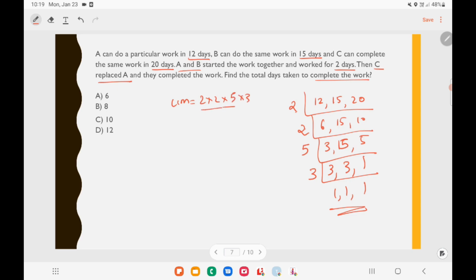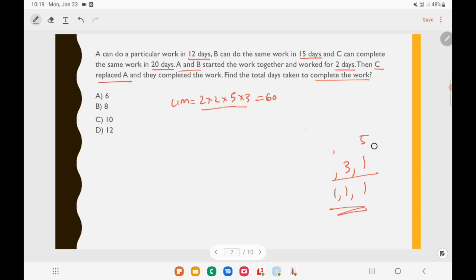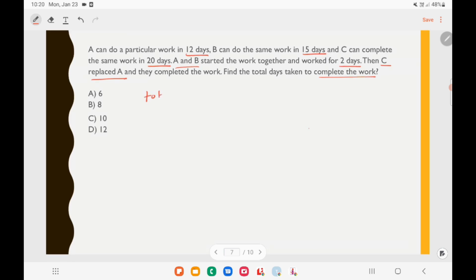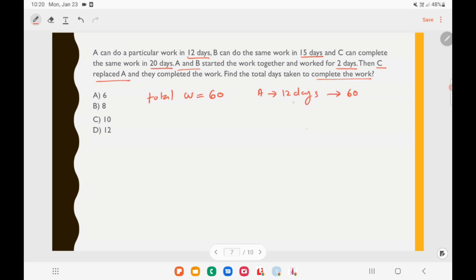So 4 into 5 is 20, 20 into 3 is 60. So we got the LCM here is 60. So we will assume that total work is equal to 60. We know that A in 12 days will complete the work, which is 60 work. So A in 1 day will do 60 by 12, which is equal to 5 work.